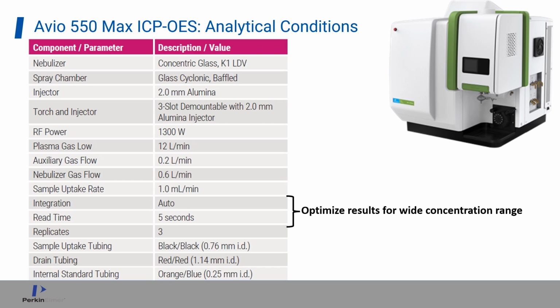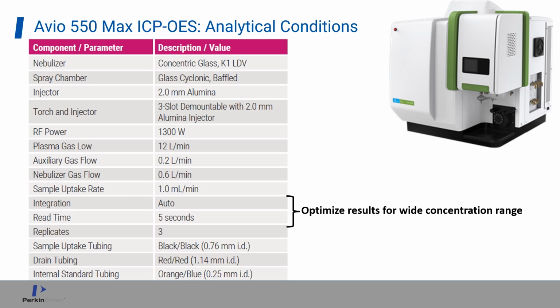Now, we could also go to longer read times. Longer read times will provide more accurate, more precise results. However, we also want to balance accuracy with sample throughput. Some of these labs doing these analyses are high throughput labs, and they have to analyze many types of battery materials.